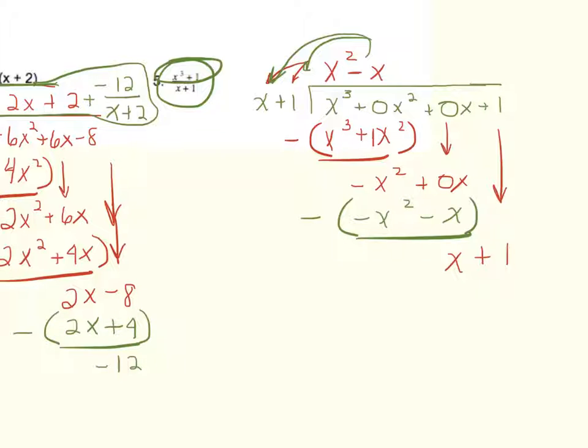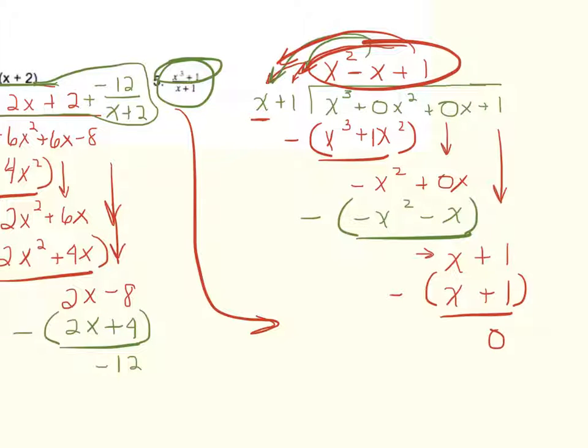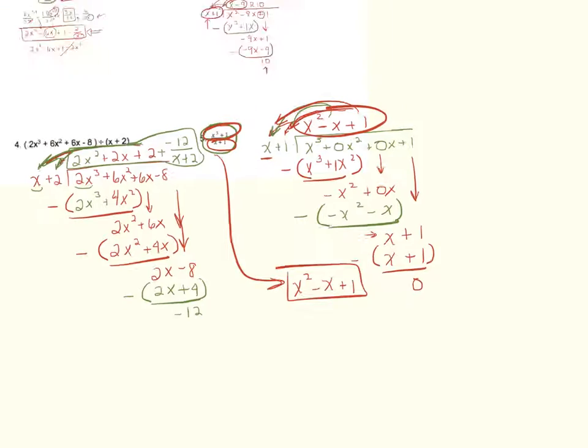And I bring down the 1. What do I have to multiply x times to get x? The answer is 1, and I distribute that. 1 times x is x, and 1 times 1 is 1, and I subtract that. Hopefully you can see now I get x minus x is 0, 1 minus 1 is 0, and so I have no remainder. So this division problem comes out to exactly x squared minus x plus 1 with a remainder of 0, so I don't even show it. It divided evenly, x plus 1 divided evenly into x cubed plus 1.